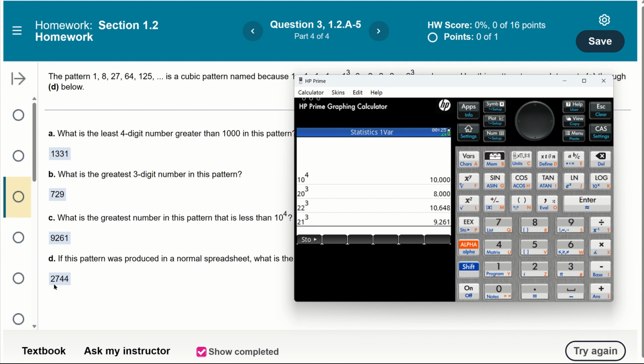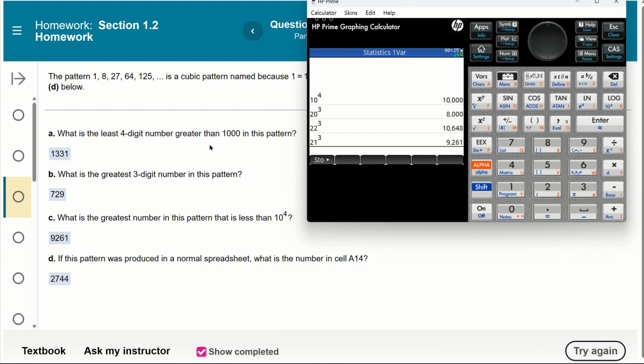Okay? Now, if this pattern keeps going, what's cell A14 going to be? And of course, that's going to be what? 14 to the power of 3. There you go. So 2744.